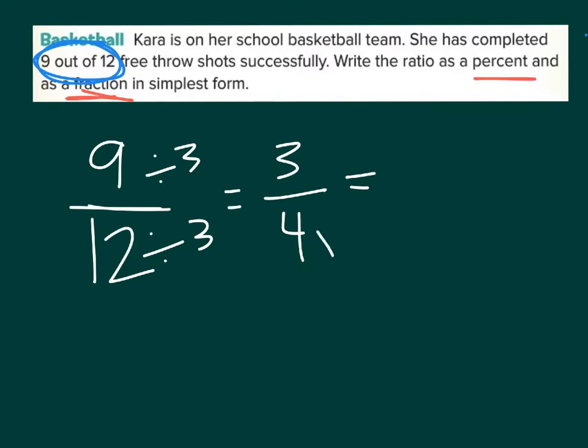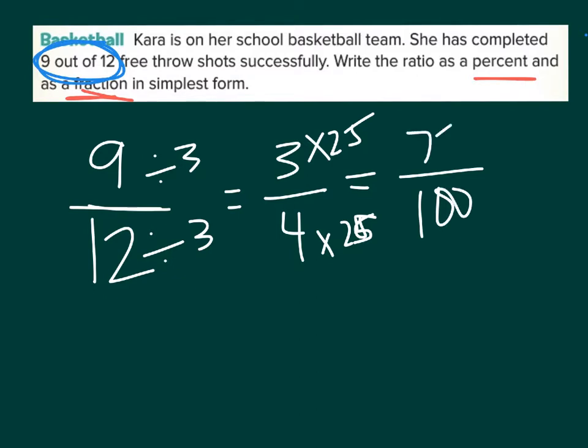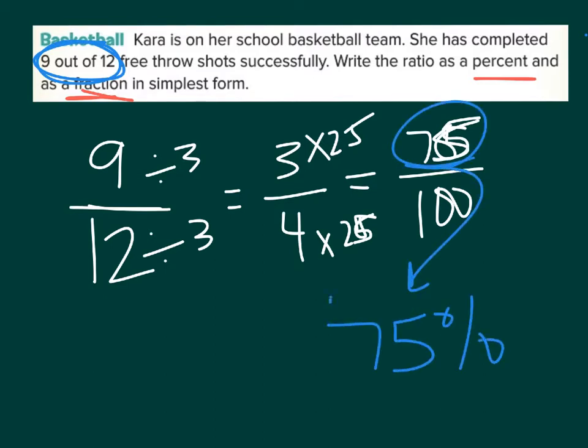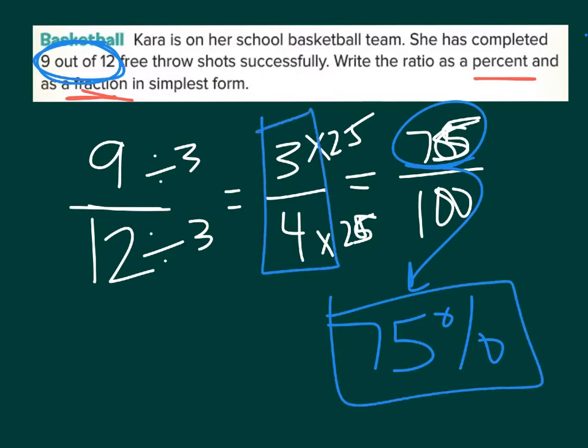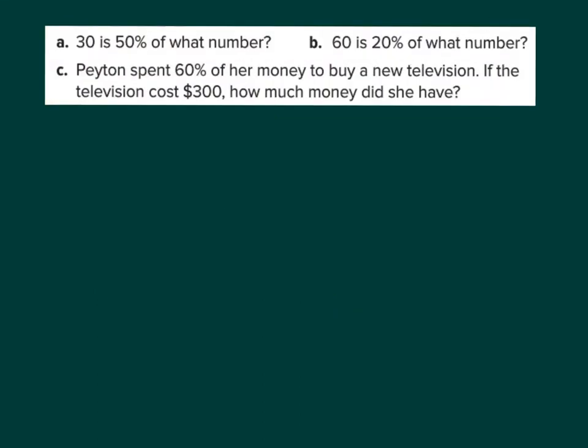If you're not sure, you can multiply by 25, because that would get you to your answer that has a denominator of 100. So 3 times 25 is 75, which we should all know. So our final answer would end up being 75%, and 3/4 would be our simplest form fraction. Let's take a look at a few more examples using the idea of a percent proportion.